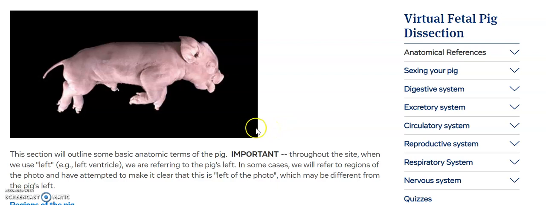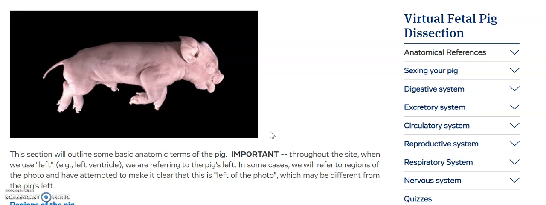Now, fetal pig means a baby pig. No, they did not kill the baby pig or anything like that in order to perform these dissections. Something happened to where they were not going to survive, so they donated them to science. Okay? So don't worry about that.